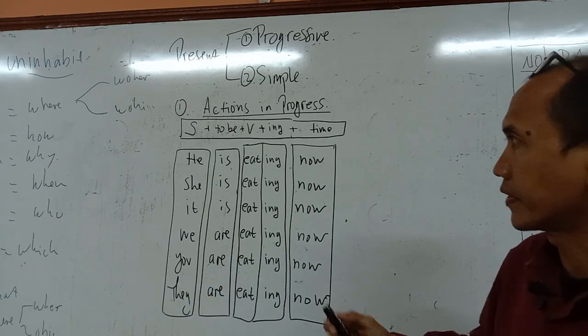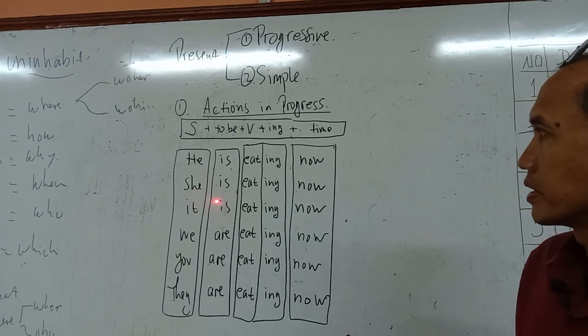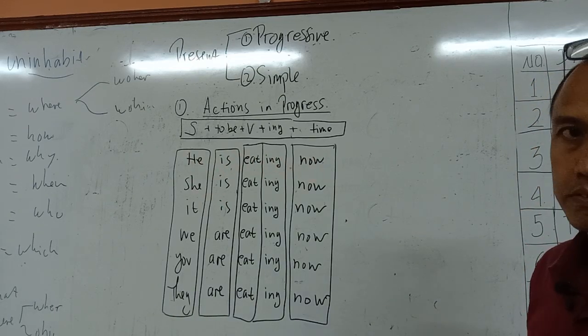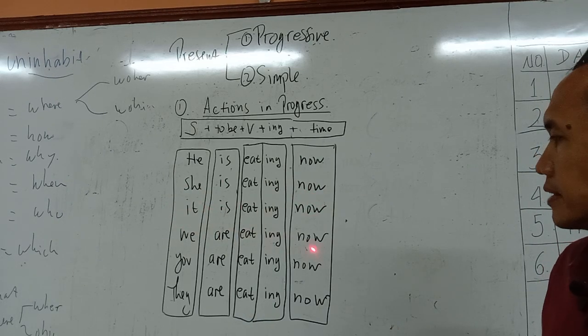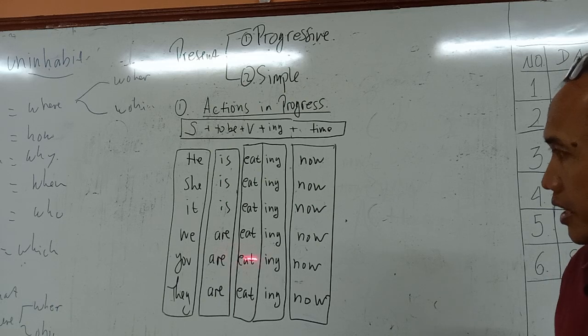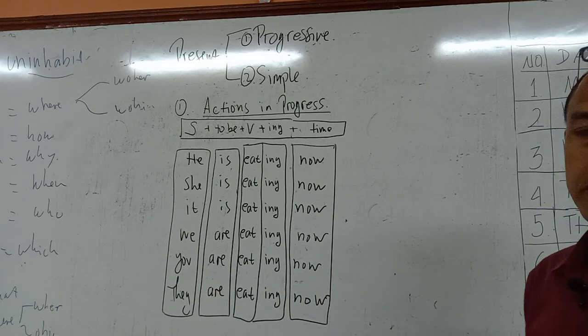Let's take a look at the examples. Number one is he is eating now. She is eating now. It is eating now. We are eating now. You are eating now. And they are eating now.